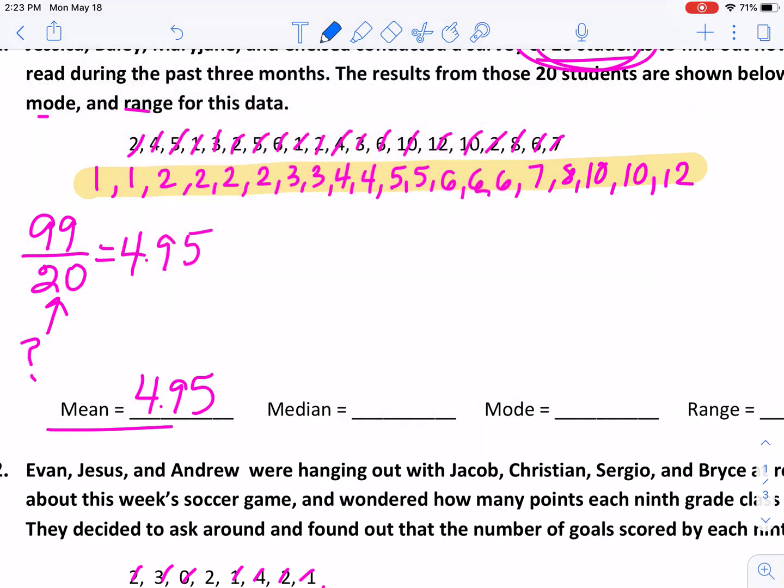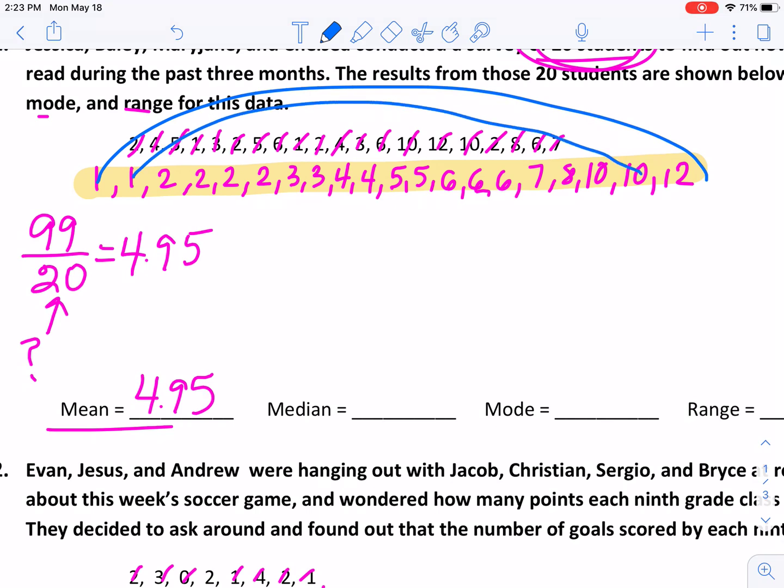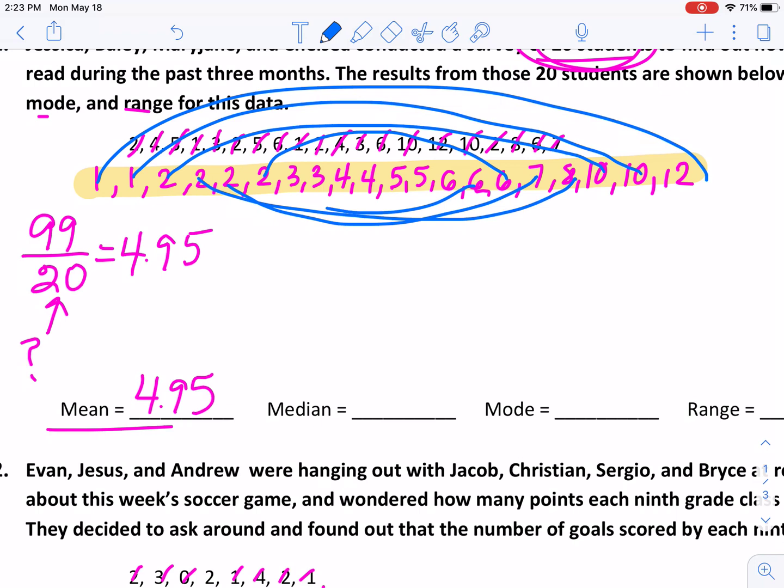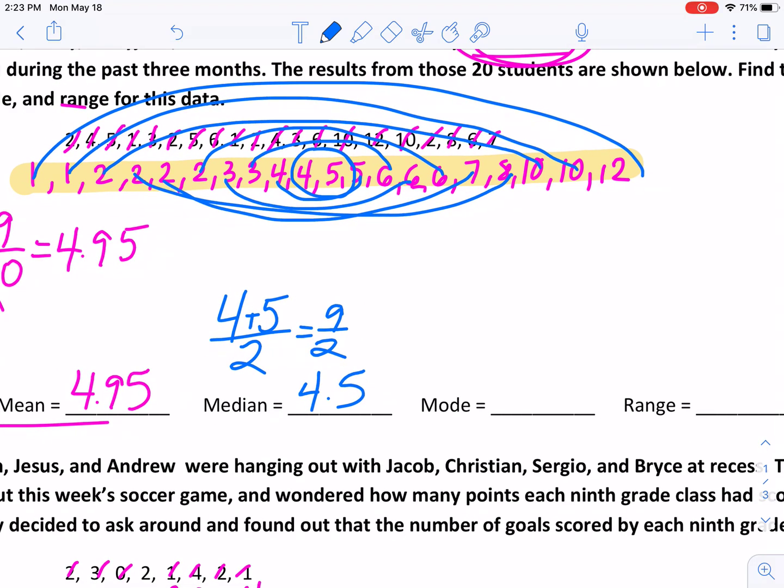Let me change colors here. So I like to link mine with a rainbow. Some people like to count over. I'm a visual person, so I like to link. And then notice that I have 4 and 5 in the middle. So when I have an even number, I do 4 plus 5 divided by 2, which is 9 divided by 2, which is 4.5. Mode, the number that shows up the most.